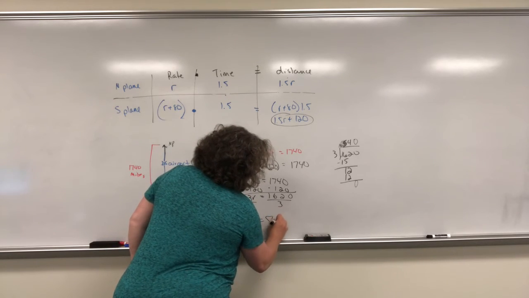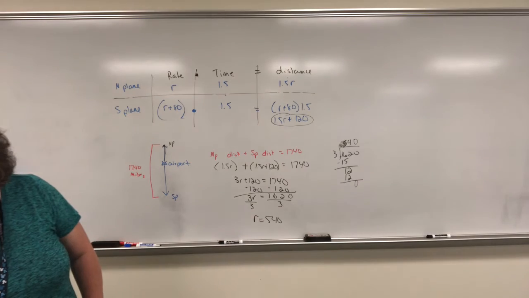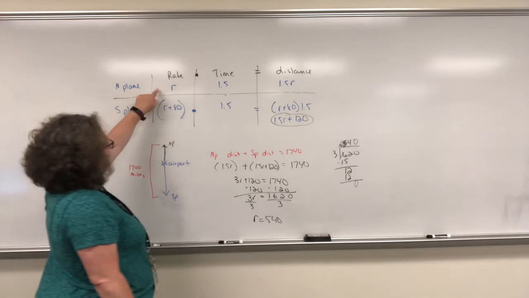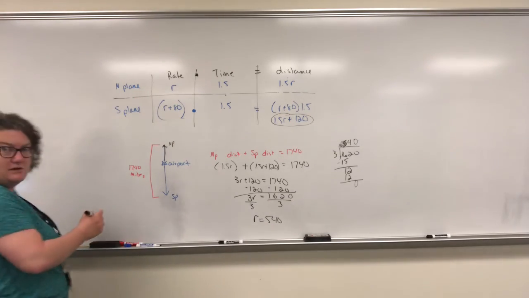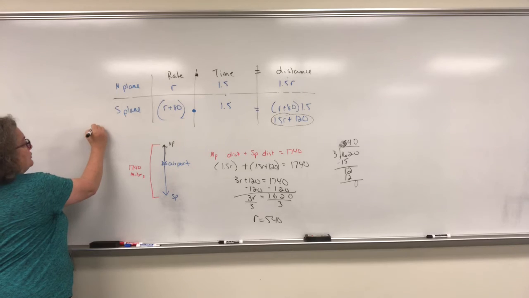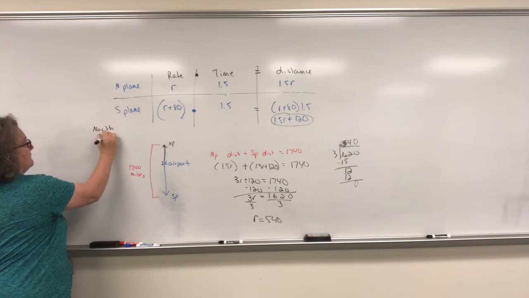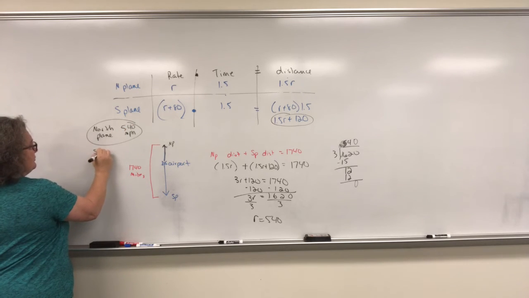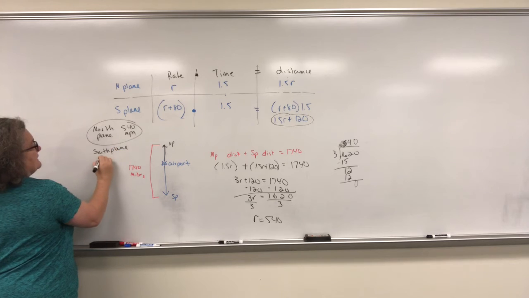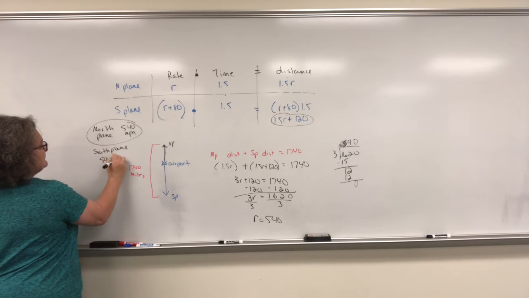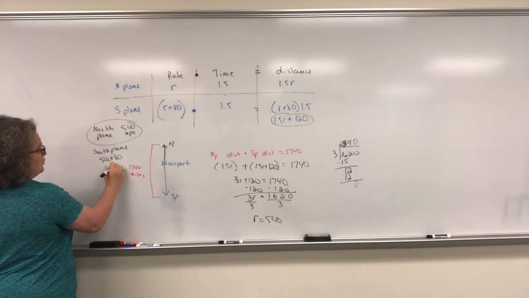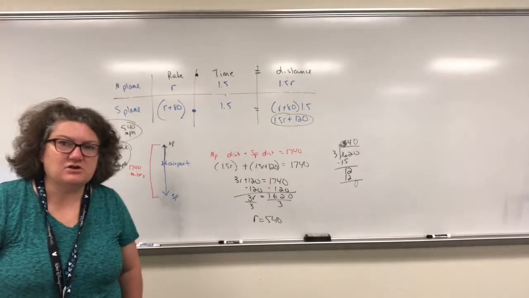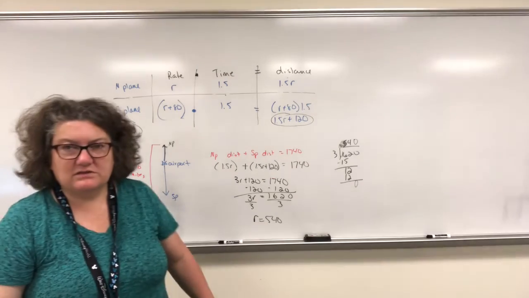R equals 540. Now, let's read the problem again. It says, find the speed of each plane. So R is 540. That means the north plane is 540 miles per hour. The south plane is 540 plus 80, so that would be 620 miles per hour. So we need to have both of those pieces of information on there, and we are done with the third example.